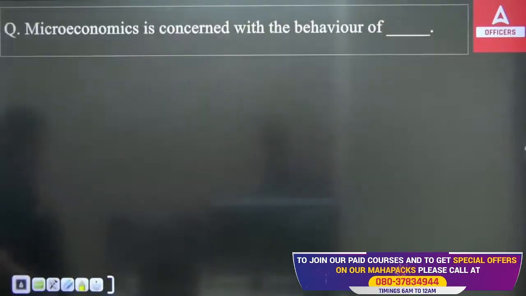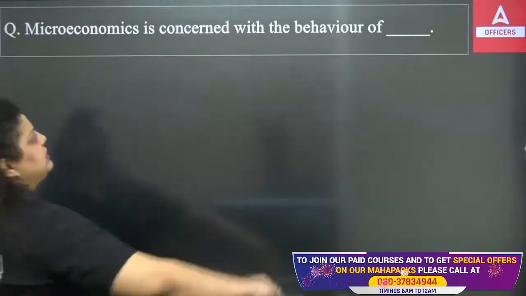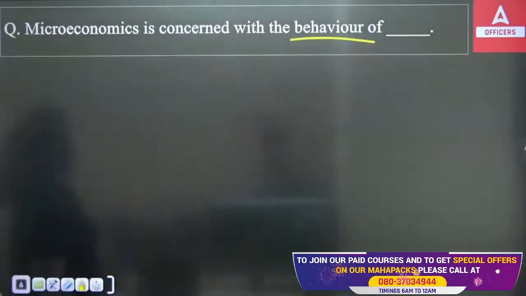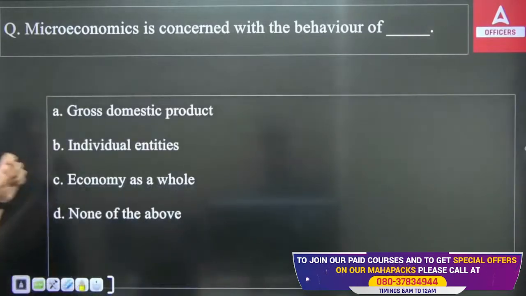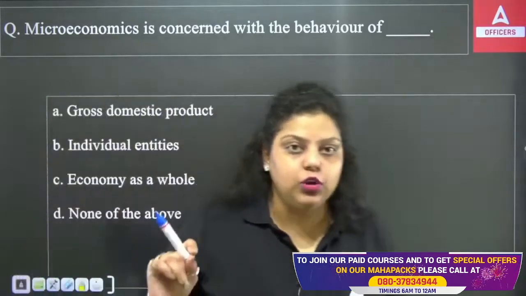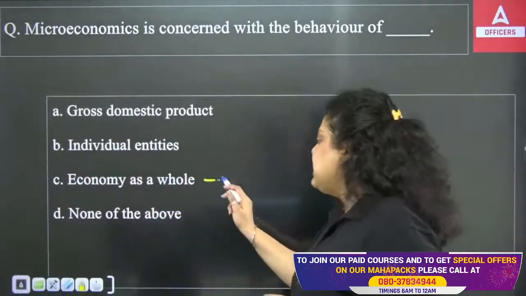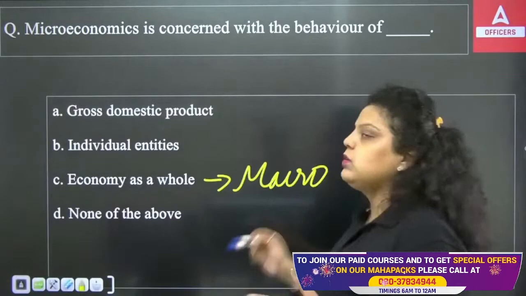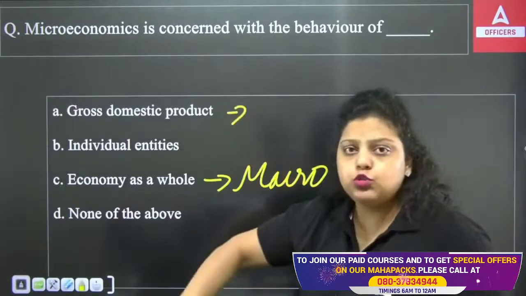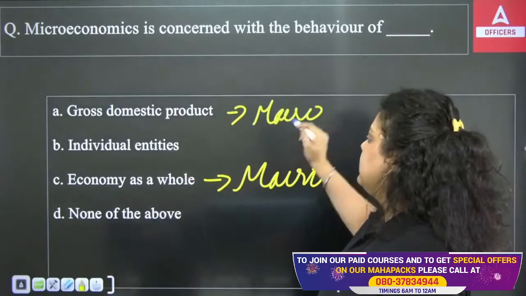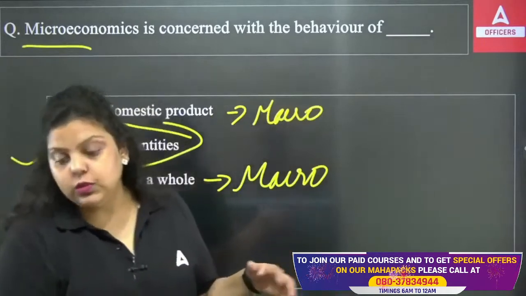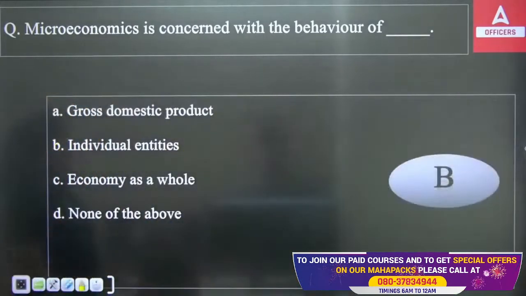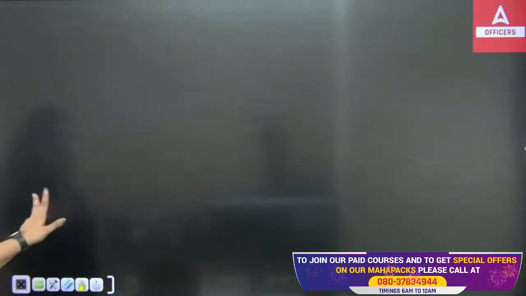Clear? Next question. Next we have here microeconomics concerned with the behavior of dash. So microeconomics means a study of economy as an individual. So we have 4 options. First, GDP, individual entity, economy as a whole, or none of the above. As I have given you already the understanding of the topic, micro and macroeconomics. So economy as a whole is a study of whole economy. That's a macroeconomics. GDP, I have just told you it's a factor of macroeconomics. But when you are studying individual level, that's a microeconomics. Microeconomics means a study of individual. Whether an individual person, entity, business, everything can be counted, but at the individual level. So, right answer is B.